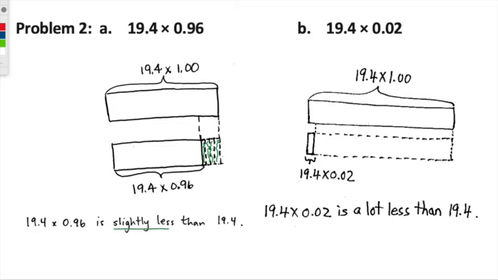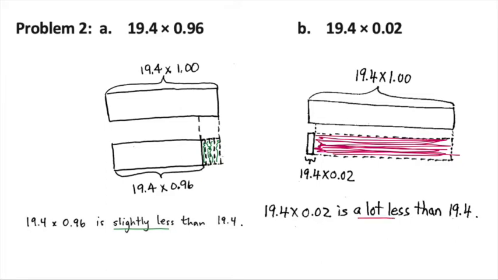Conversely, though, if we look at 19 and 4 tenths times 2 hundredths, my goodness, look how far we are from the whole, right? We have all of this ground to make up to get close to 19 and 4 tenths, right? Compare that to 19 and 4 tenths times 96 hundredths. Look how different they are. Which one is closer to the whole? Well, 96 hundredths looks way closer to the whole here than 2 hundredths, which looks very far from the whole. So we know that 19 and 4 tenths times 2 hundredths is a lot less than 19 and 4 tenths.